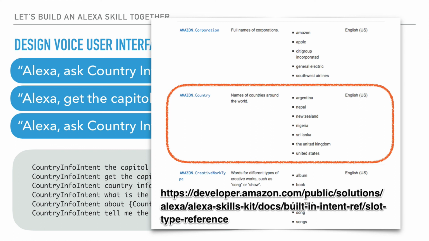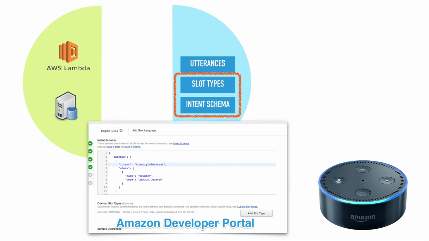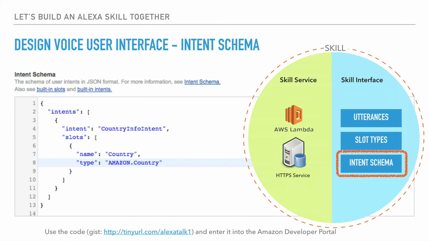So before you decide a type of slot that you want to use in your skill, check that URL below. You might already have the slot type defined, and it's a lot easier to use a defined one than it is to write your own list. Slot types and intent schema, which also kind of go hand in hand with that, are also defined in the Amazon Developer Portal. So we'll be doing that in the next step.